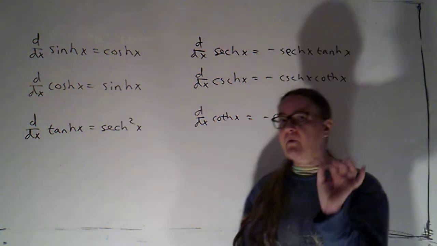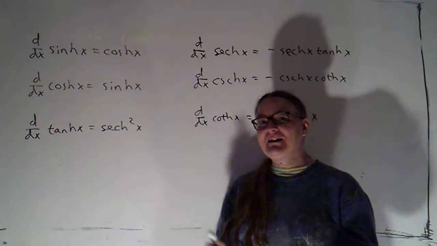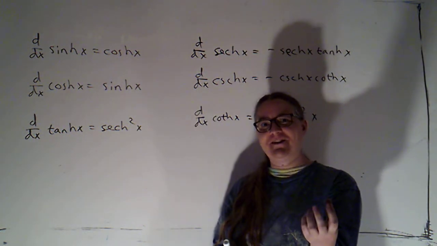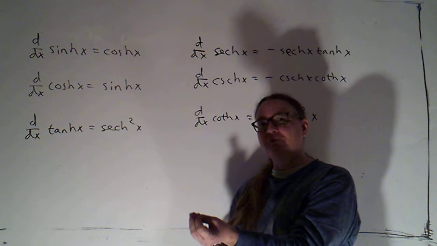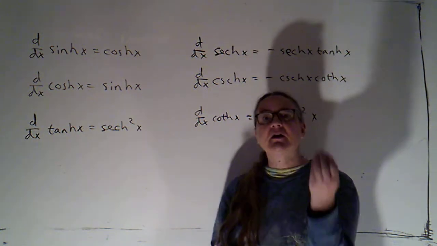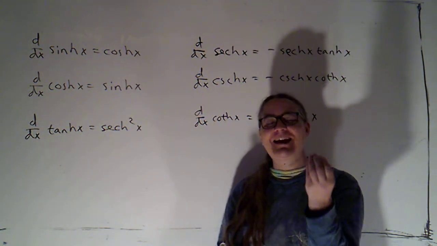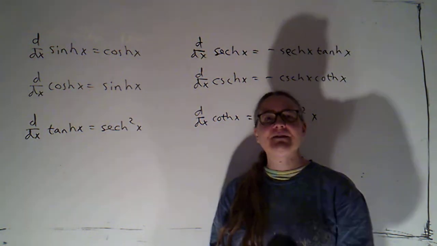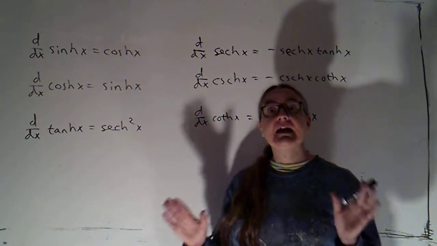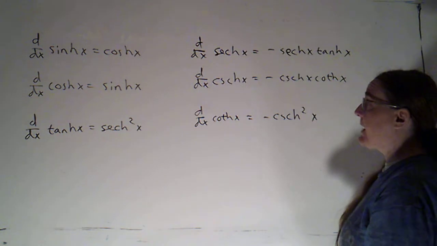If you remember with regular trig, the rule was if there's a co in the name of the function, there's a negative sign in the formula for the derivative. So cosine, cotangent, and cosecant had a negative sign in their derivative formulas. Here, it's a slightly different pattern.